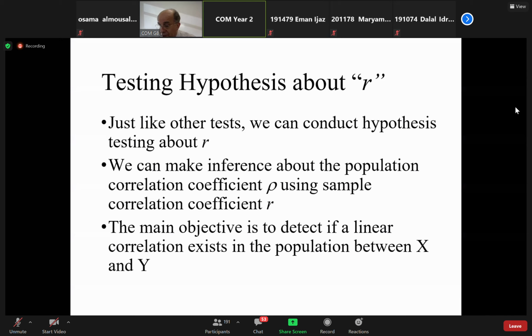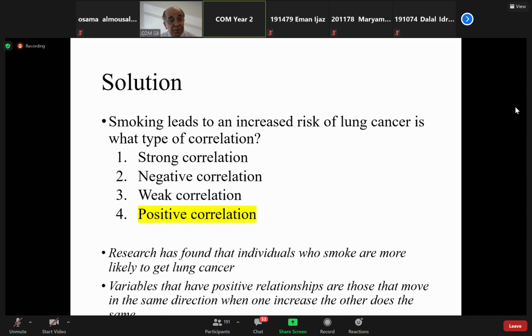Excuse me, doctor. There's just a question. Iman Ijaz is asking, can we consider 0.5 as the cutoff point when options are just strong and weak relationships? Can we consider what? When options are just strong and weak relationship, can we consider 0.5 as a cutoff? How can it be strong and weak?